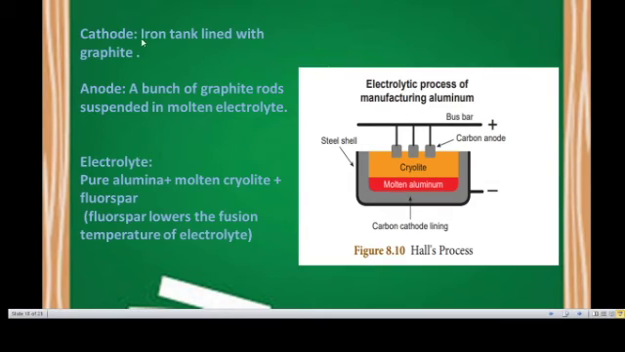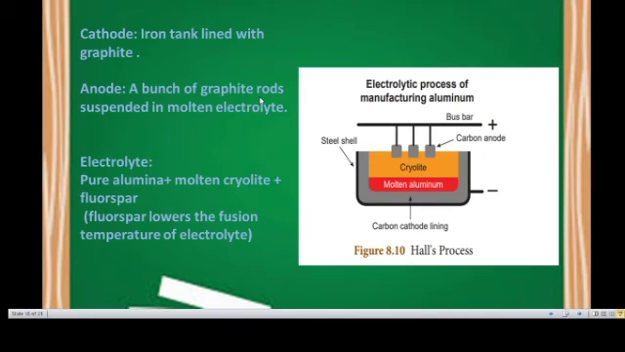The electrolytic cell has a cathode, an iron tank lined with graphite. This is the iron tank, coated inside with graphite. This is a steel shell, that is the iron tank, lined with graphite coating. Inside, the graphite coating is present. Anode, a bunch of graphite rods suspended in the molten electrolyte. This is the electrolyte. Molten electrolyte means the electrolyte is present in the liquid state.